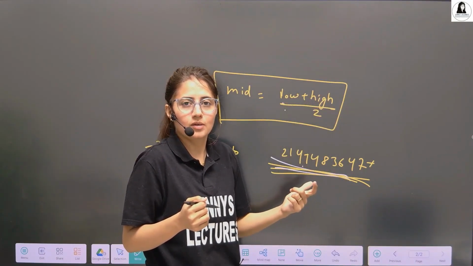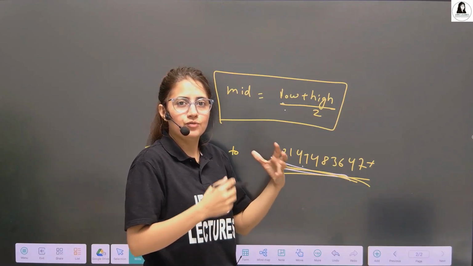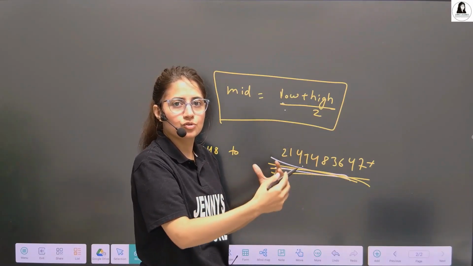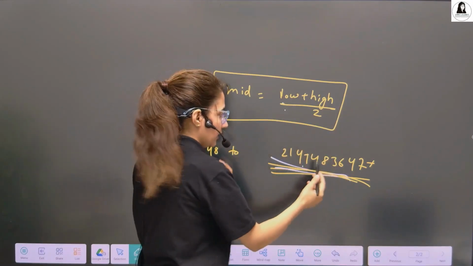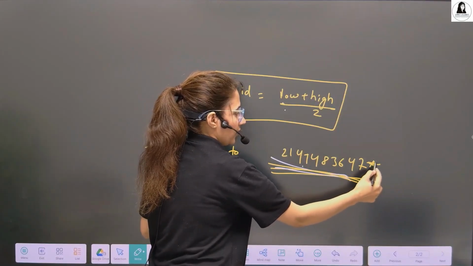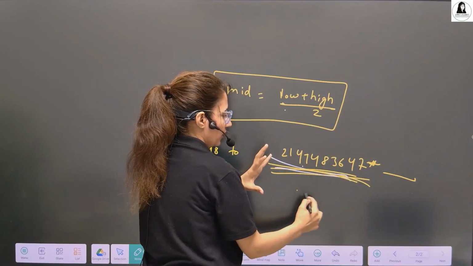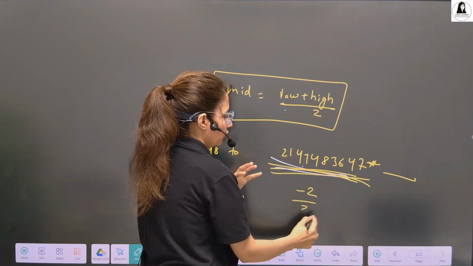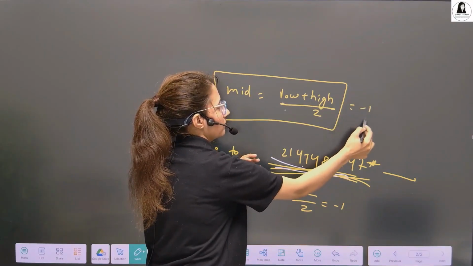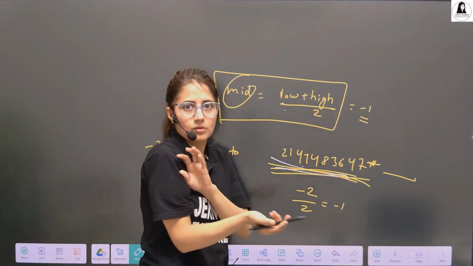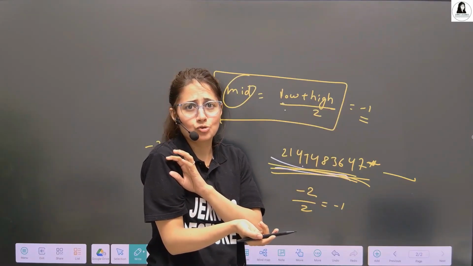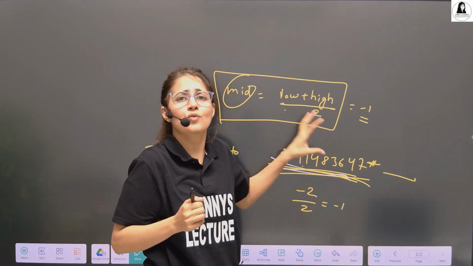I have told you this thing. By default it would be a negative value, and it would be stored in 2's complement. If you add this plus this again, then it would ultimately be stored as minus 2. Minus 2 divided by 2 gives you minus 1. Mid is equal to minus 1, and we know that minus 1 is not a valid index. So this is an overflow condition.